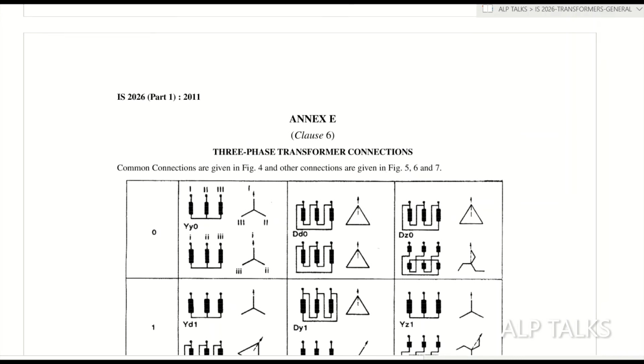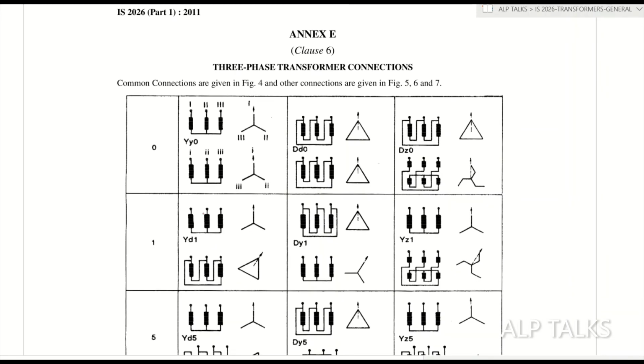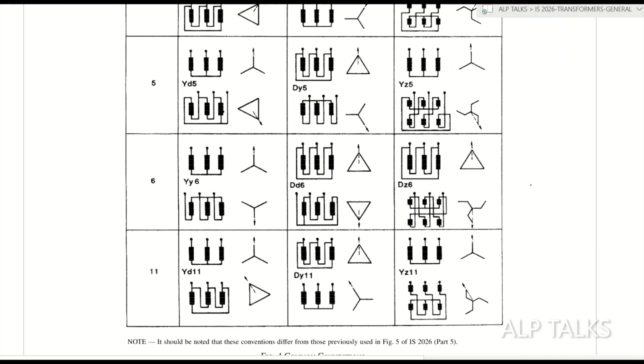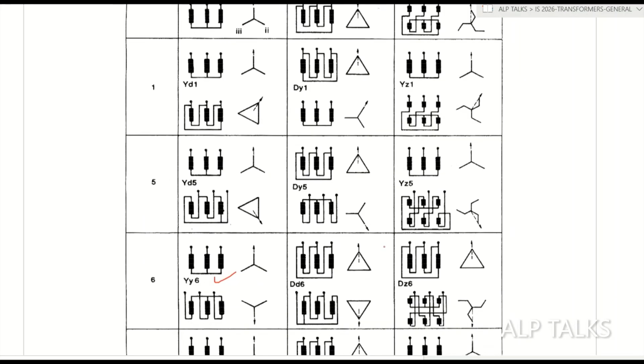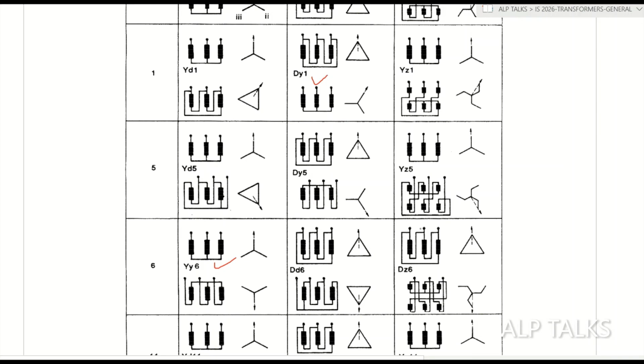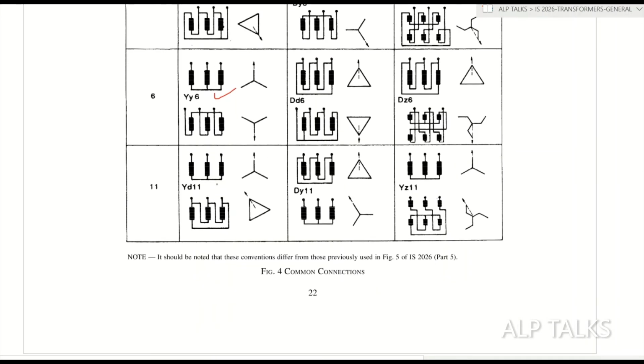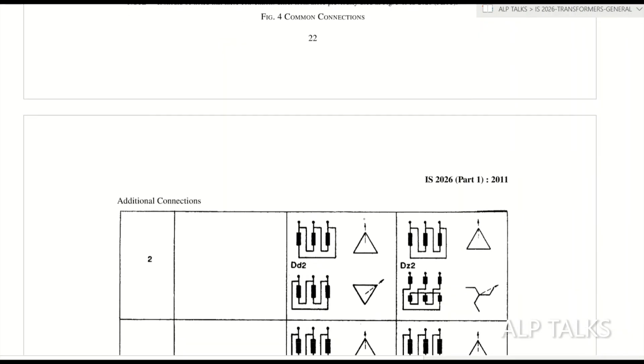Here we have connection groups. What connection group can we use? These connections we will discuss in a separate section. How we can decide which connection is important, which one is required for us, which one we can choose, whether YY6 is required or YY0 is okay, or DY1 is required, or when we will go for DY11. We will discuss all this in our next session.